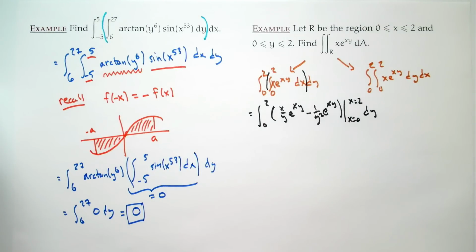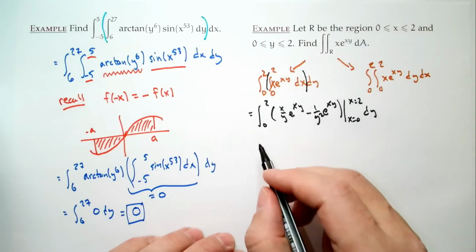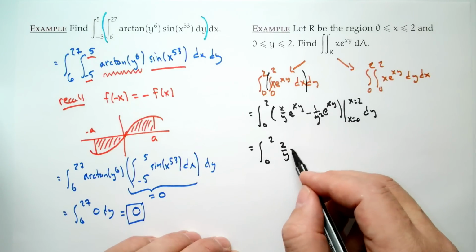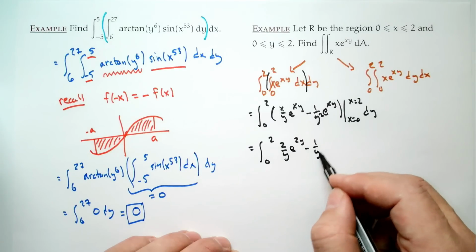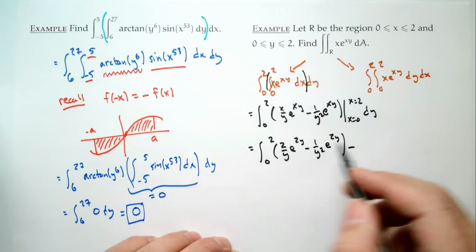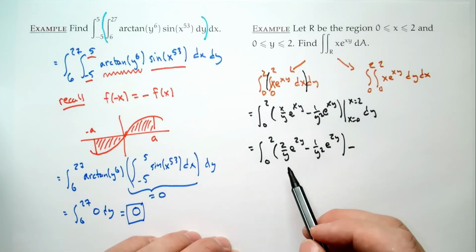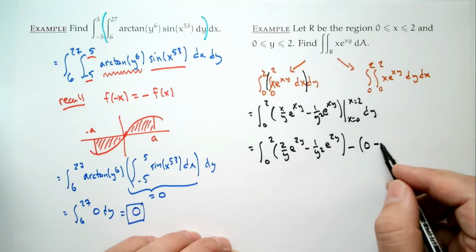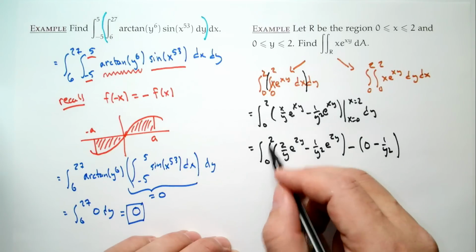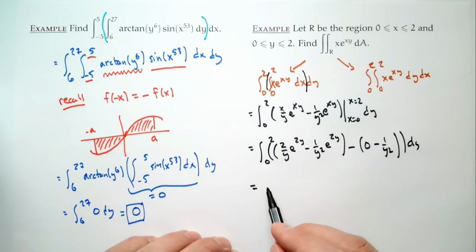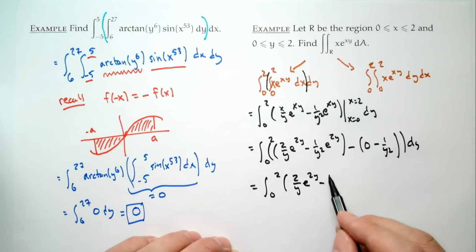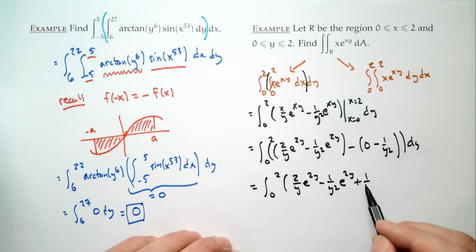Okay, that wasn't so bad. Why were we nervous? So now we plug in x equals 2. 2 over y, e to the 2y, minus 1 over y squared, e to the 2y, subtract, plug in 0, haha, 0, that's nice, that term goes away, minus 1 over y squared, and e to the 0, that term becomes 1. And all that is being integrated dy, which means that we have the integral from 0 to 2 of 2 over y, e to the 2y, minus 1 over y squared, e to the 2y, plus 1 over y squared dy.